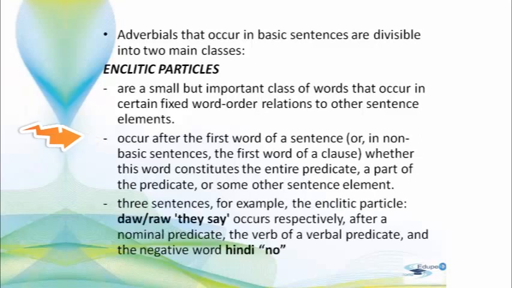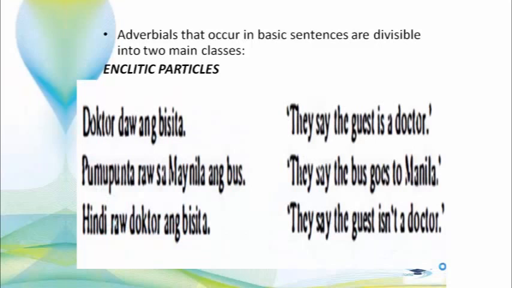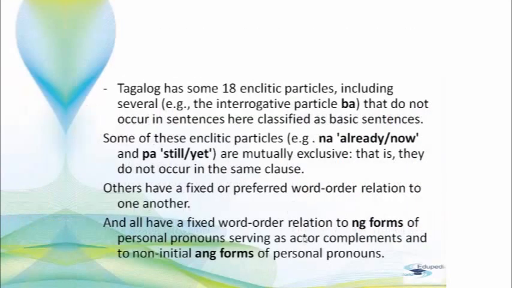For example, for enclitic particles, we have daw or raw, which is "they say." It occurs respectively after a nominal predicate, the verb of a verbal predicate, and the negative word hindi, or no. For example, we have here: Doktor daw ang bisita. They say the guest is a doctor. Pumupunta raw sa Maynila ang bus. They say the bus goes to Manila. Hindi raw doktor ang bisita. They say the guest isn't a doctor.